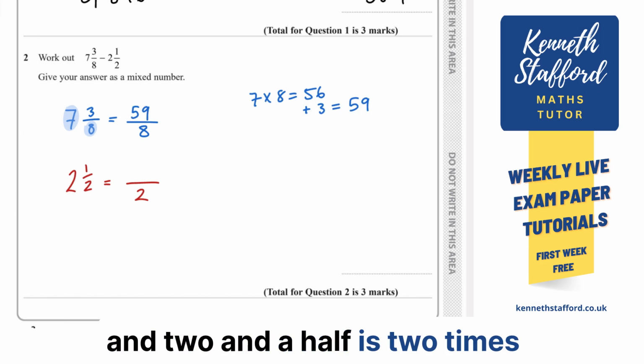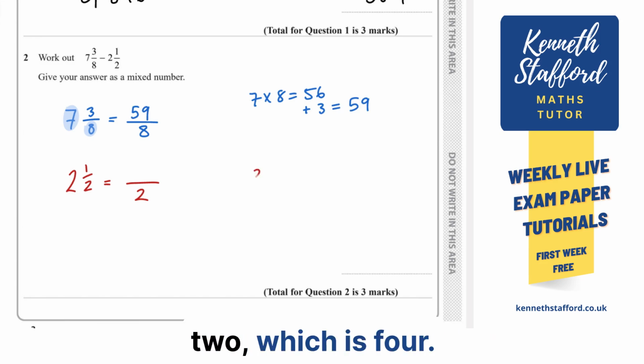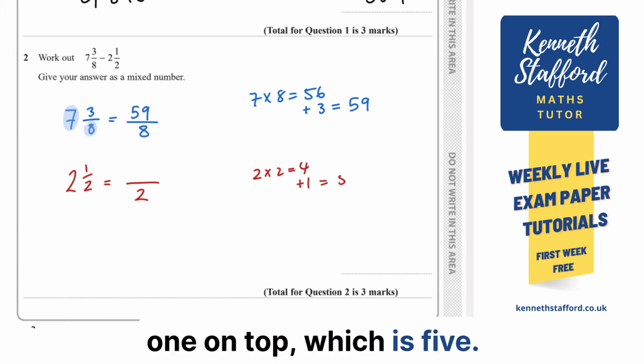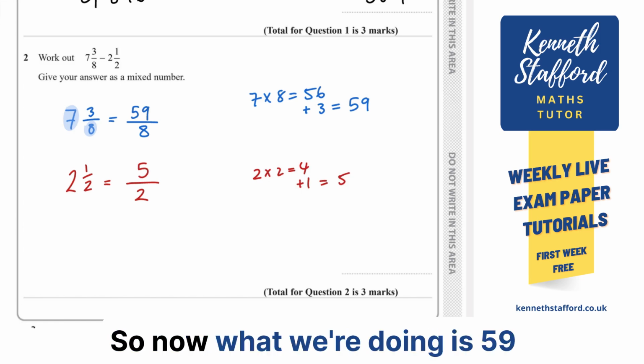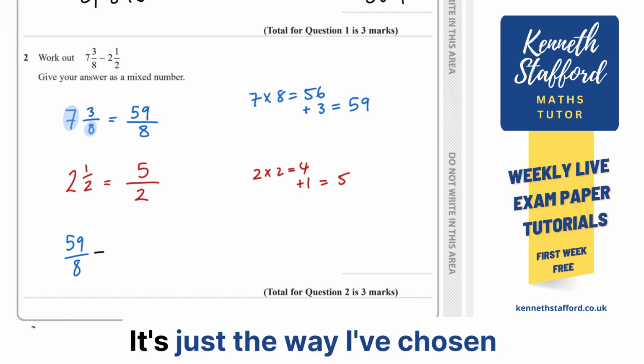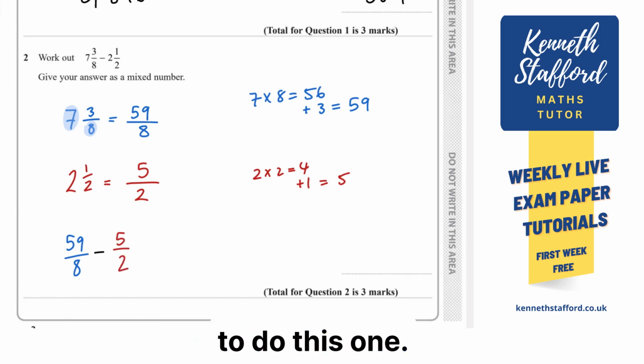And 2 and a half is 2 times 2, which is 4. And then we add on that extra 1 on top, which is 5. So now what we're doing is 59 eighths take away 5 halves. And there's lots of ways of doing this. It's just the way I've chosen to do this one.